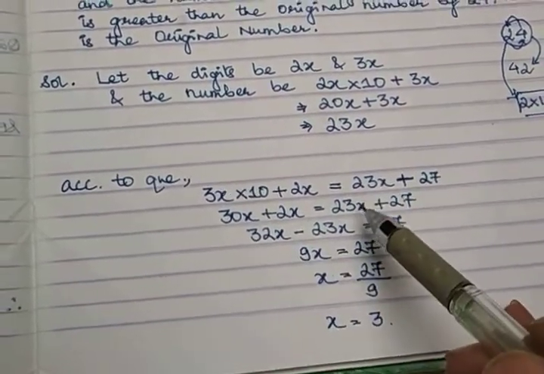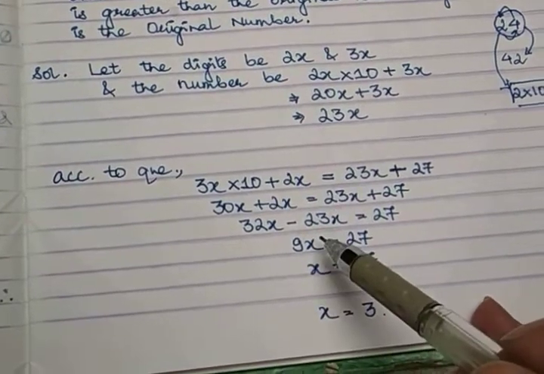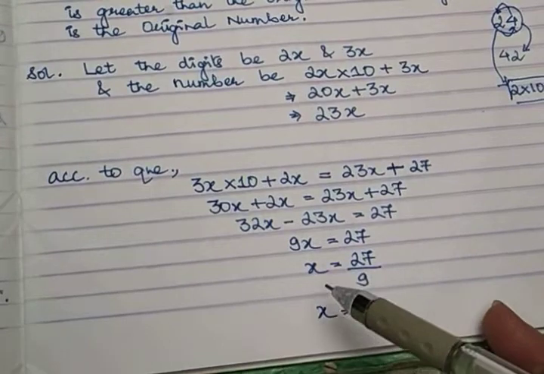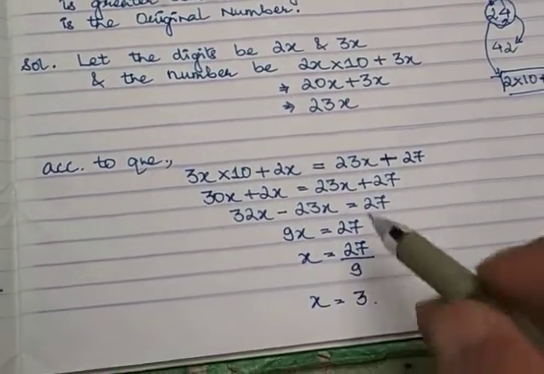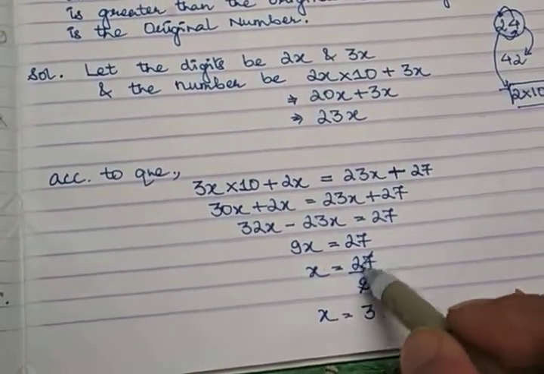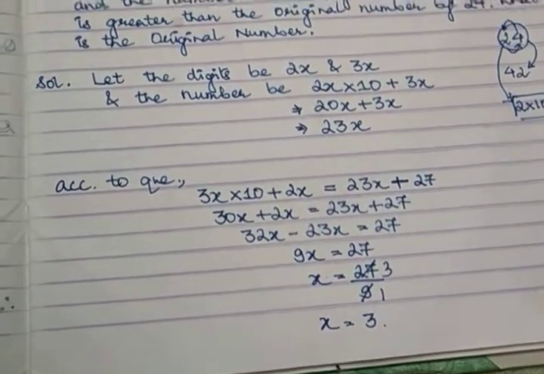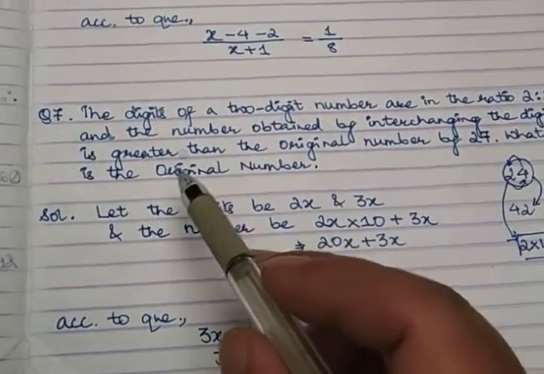Now 23x goes from the left side to the right side, so 32x minus 23x equals 27. So 32 minus 23, as you know, is 9. So 9 again goes to the other side. 27 divided by 9, 9 ones are 9, 9 threes are 27. So we got x as 3. Remember, we got x as 3. What are we supposed to find? We are supposed to find the original number.